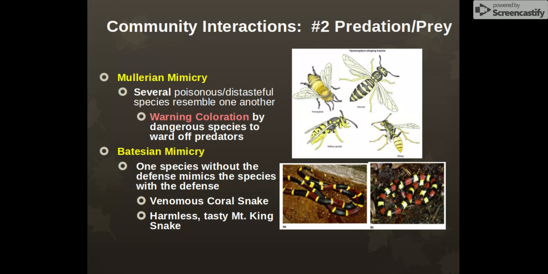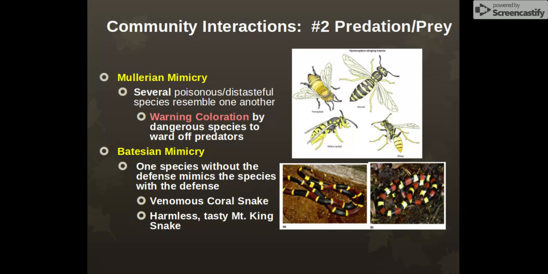Okay. We've got two types of mimicry. We've got Mullerian mimicry. This is a warning coloration. These are dangerous species. So in Mullerian mimicry, lots of dangerous things look similar. So here we've got hornets, different types of wasps, honeybees, all have the same black and yellow patterning, and they can all sting and envenomate.